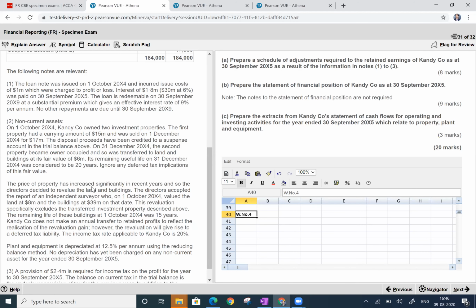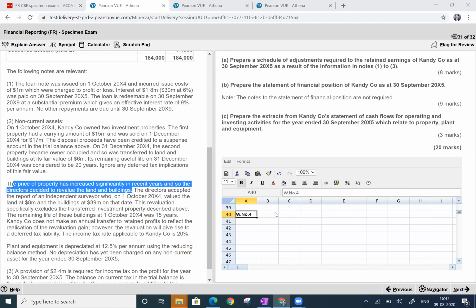The price of property has increased significantly in recent years. The next paragraph: the directors desire to revalue land and building. The directors accepted a report of an independent surveyor who on 1st October valued the land at 8 million and building at 39 million on that date. The revaluation specifically excludes the transferred investment property described above.